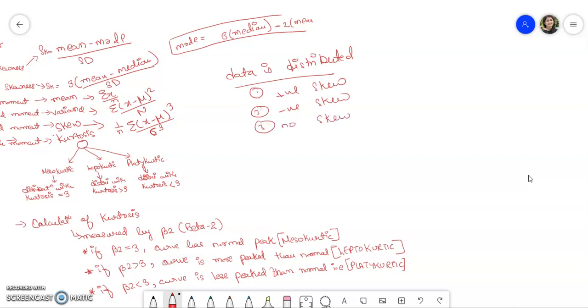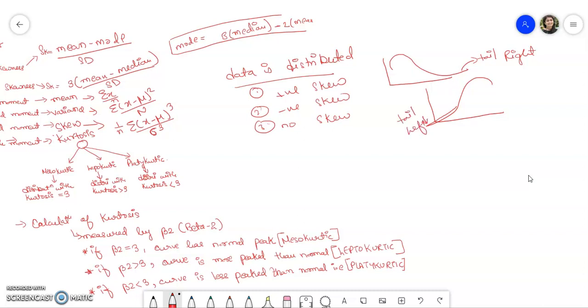So positive skew is like this one. When you have data like this, pointing towards the right side, this is called the tail. When the tail points towards the right side, it means our data is positively skewed. Most of our data is towards the right side, and negatively skewed means when our tail is pointing towards the left side. So here the tail is towards the left, okay?